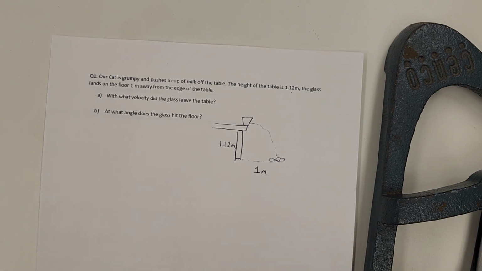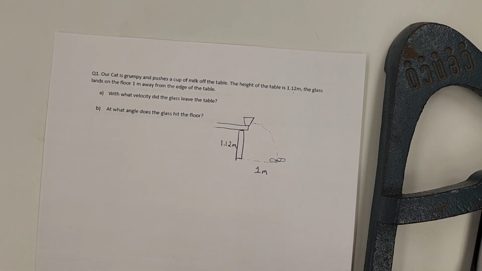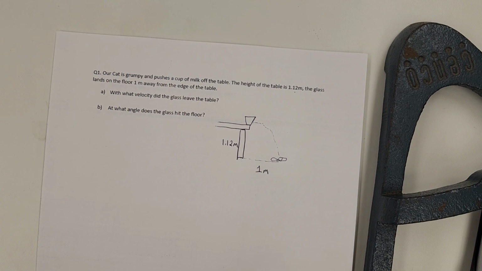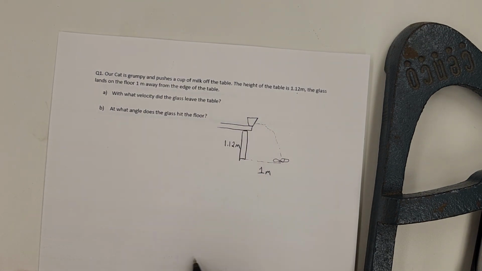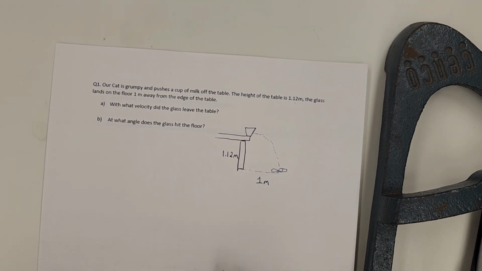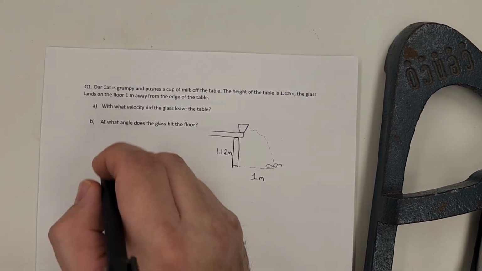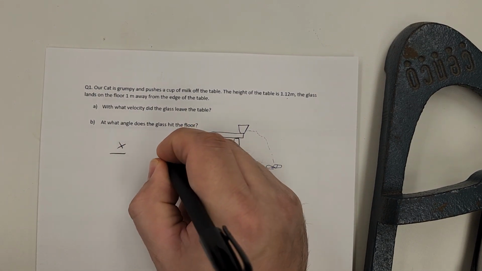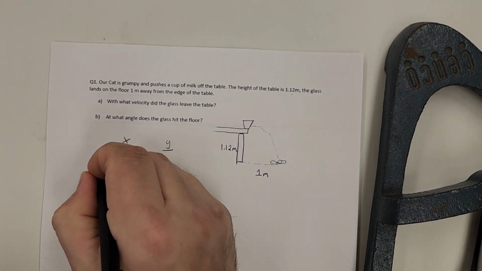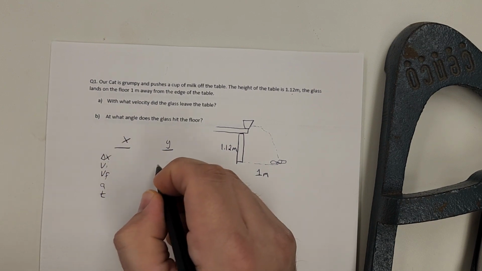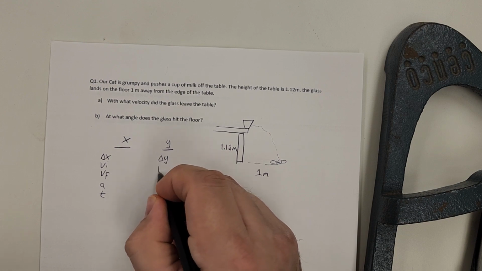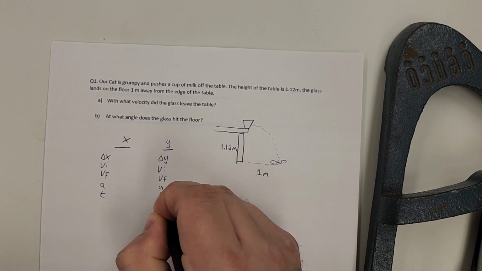With what velocity did the glass leave the table? Okay. So for this one here, we're going to have to use our kinematics. It's a projectile motion. It's leaving. The only thing that is affecting it is the open air and gravity. Okay, so we'll use our projectile motion. So I'm going to go ahead and make a couple of tables for x and for y. I'll need the change in x, I'll need the initial velocity, I'll need final velocity, and acceleration and time for both. So I'm going to have a lot of information here.